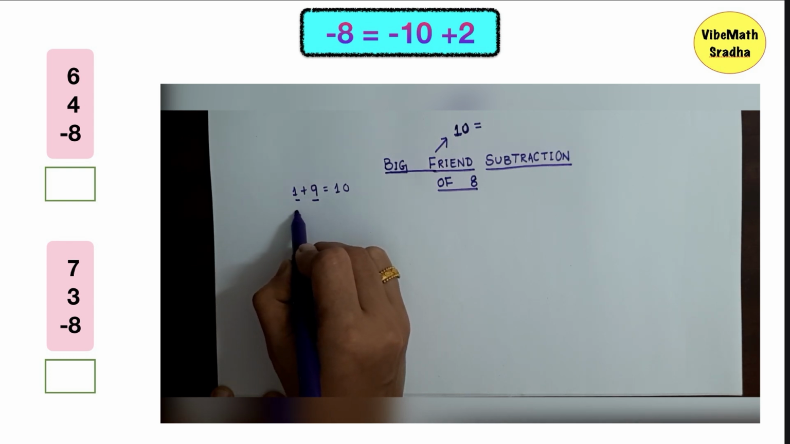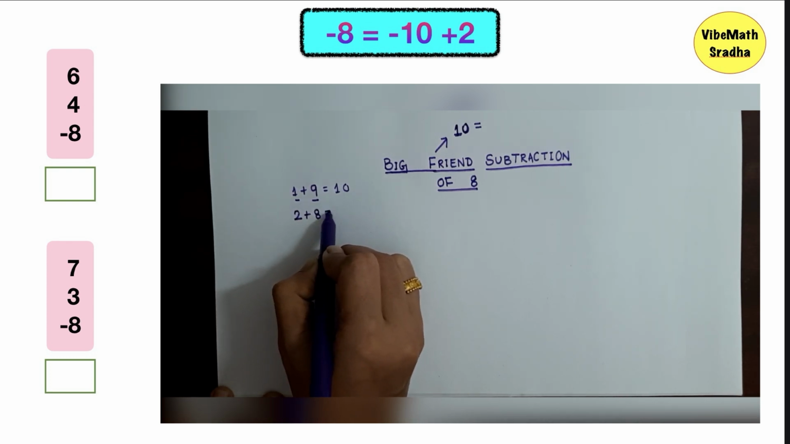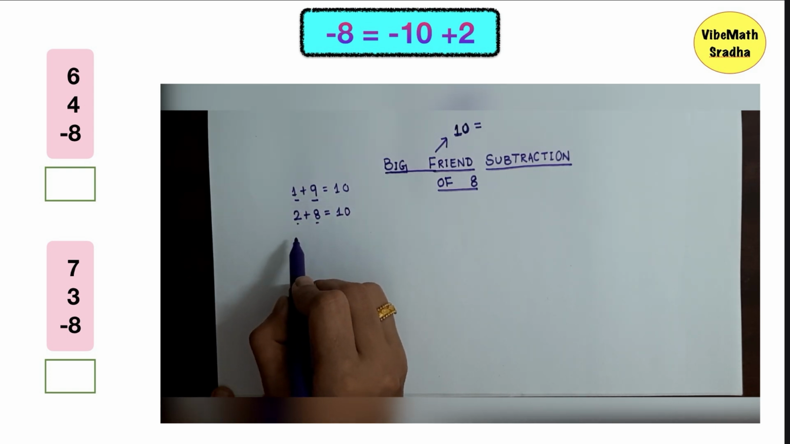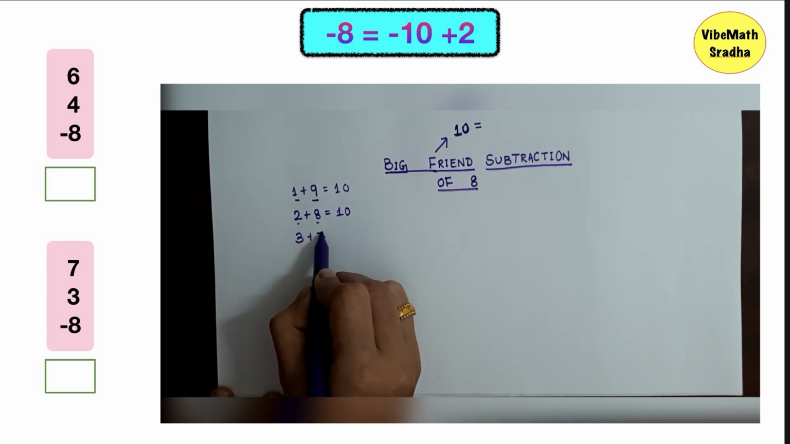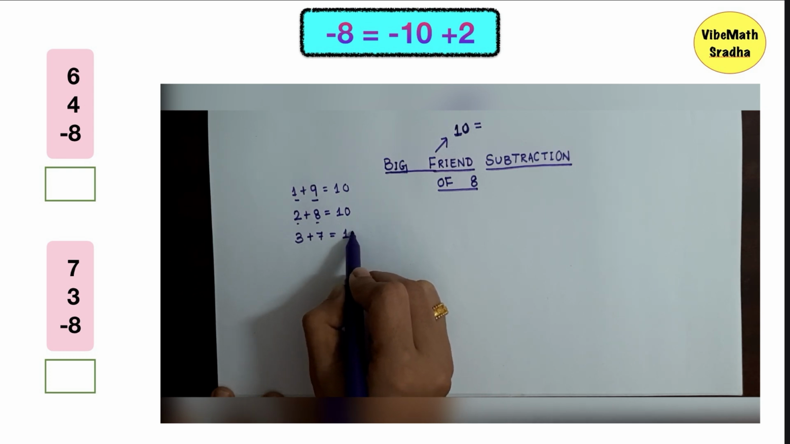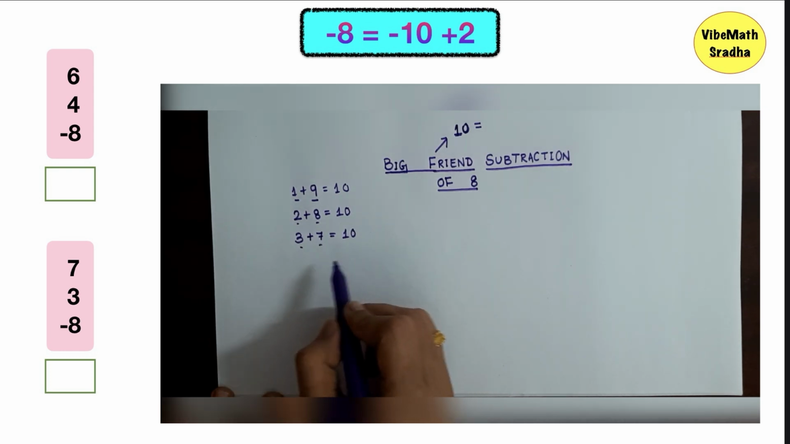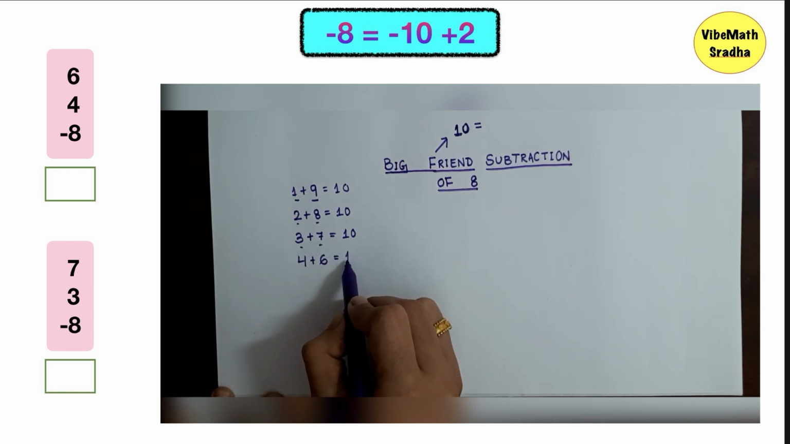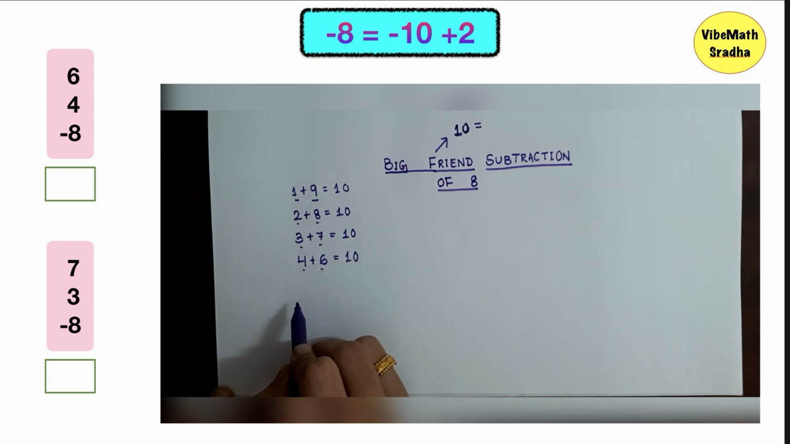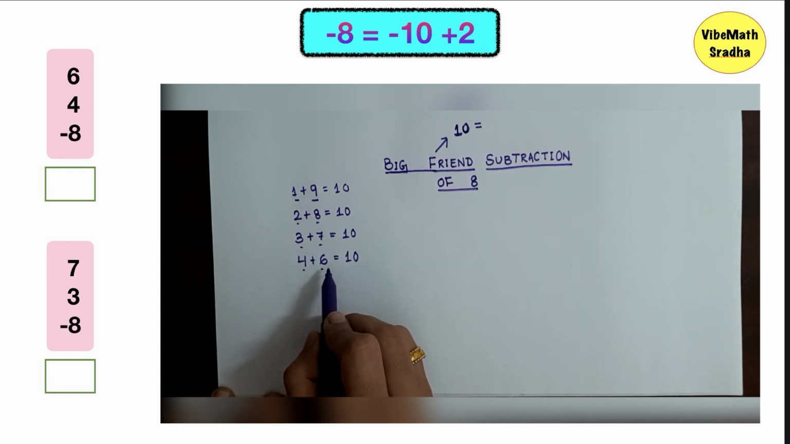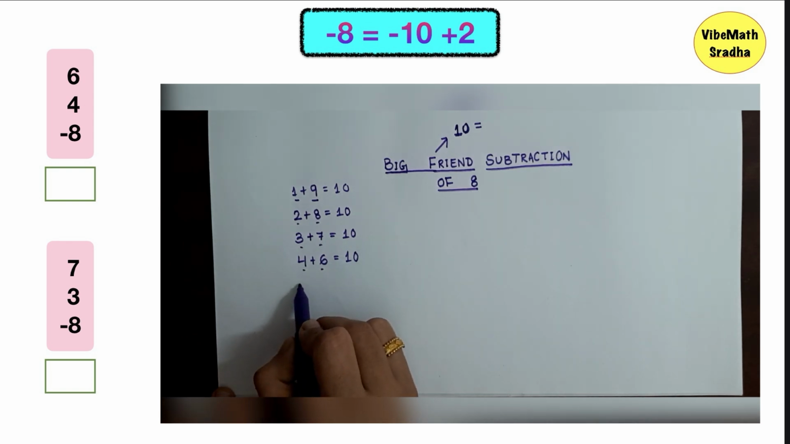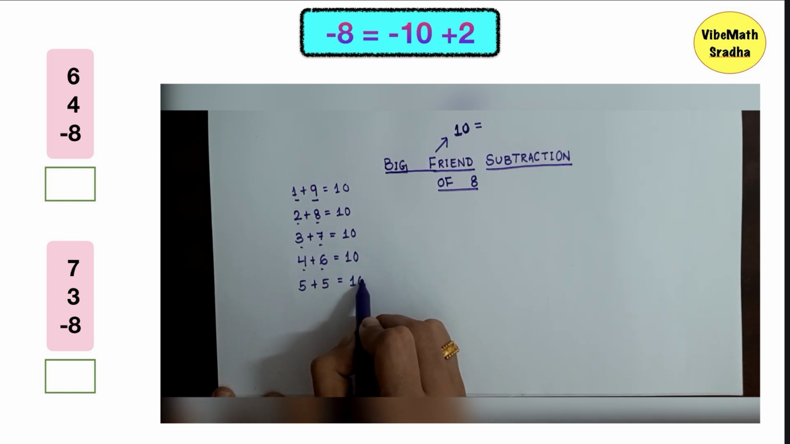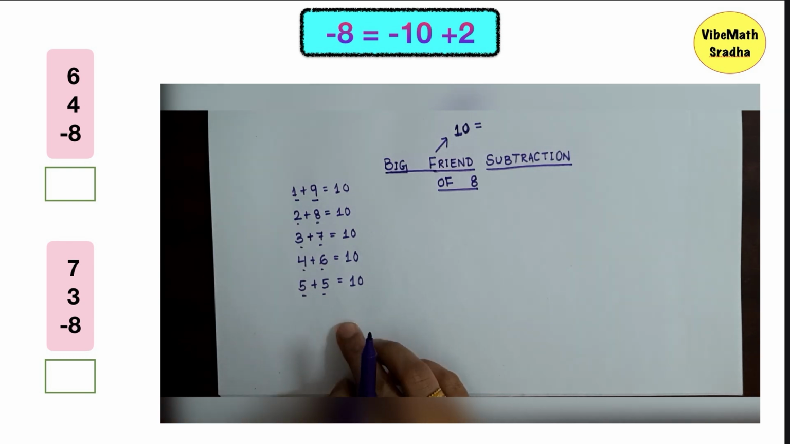Like this, if we add 2 and 8, we get 10. So, 2 and 8 are big friends to each other. Similarly, if we add 3 and 7, we get 10. So, 3 and 7 are big friends to each other. If we add 4 and 6, we get 10. So, 4 and 6 are big friends to each other. 4 is the big friend of 6 and 6 is also the big friend of 4. Like this, if we add 5 with 5, we get 10.